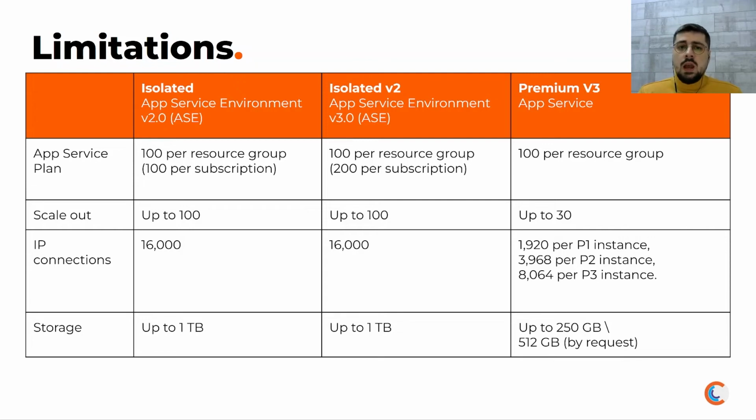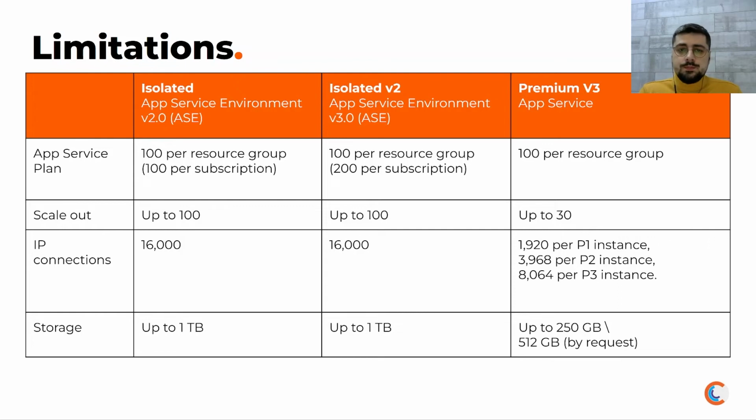At the top of the table, you can find the limitation of App Service plan instances, and it is the same for application instances on v2 and v3. On the region, but for the subscription, ASE v3 can have up to 200 total App Service instances across all App Service plans combined. And Premium v3 App Service is limited to 100 App Services per resource group.